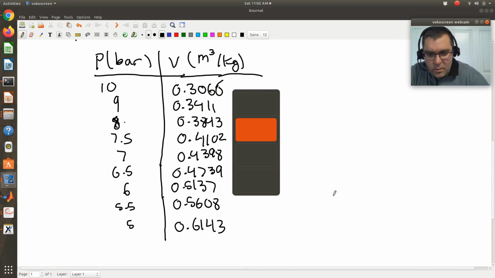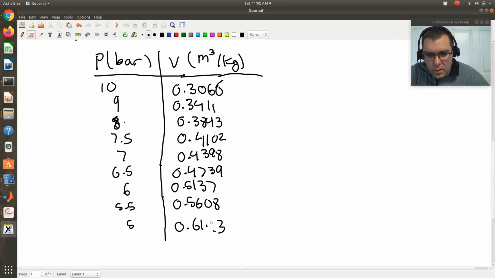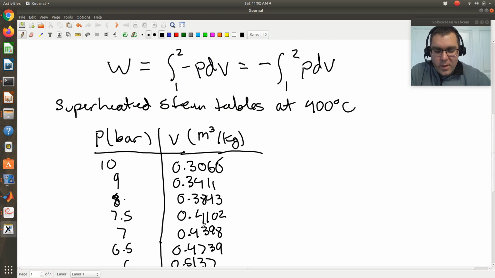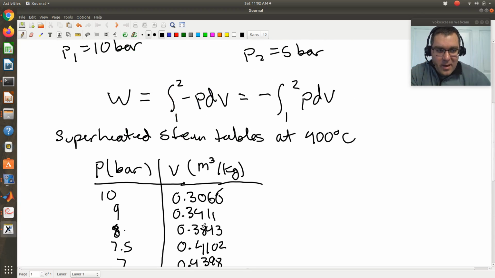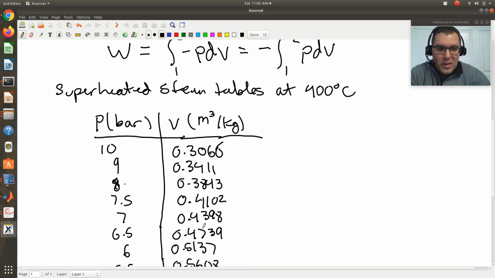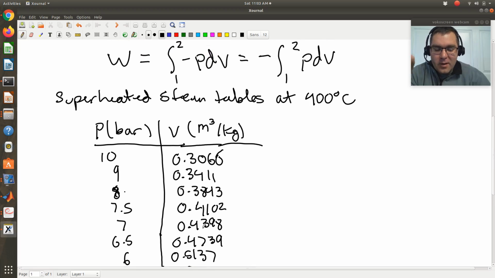6173. Now I see volumes increasing. Again, we said our gas is going to be expanding, and so I just want to take note of the sign that I expect to make sure I get the order of integration correct. So we're expanding, so we know our work should be negative since our system's doing work on the surroundings. So our work should be negative, just to make sure I get the sign right.